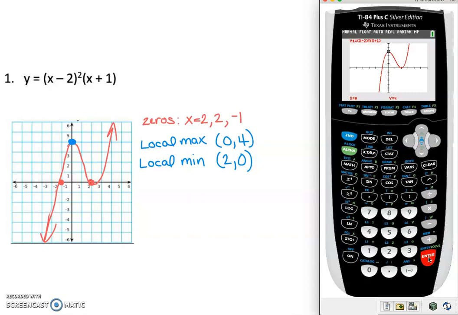The other thing we need to always do is state our domain and our range. So our domain is, well, how far left does this graph go? Well, it's going to go forever to the left. It's going to go forever to the right. So my domain here is all real numbers. My range, how low does it go? Well, it's pointing downward and it's pointing upward, so you guessed it, the range is also all real numbers.